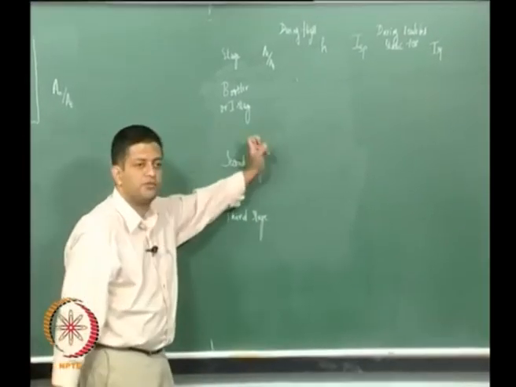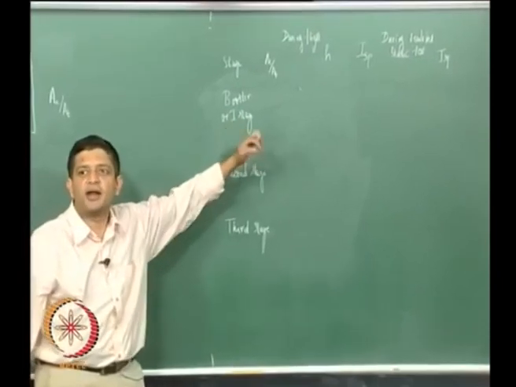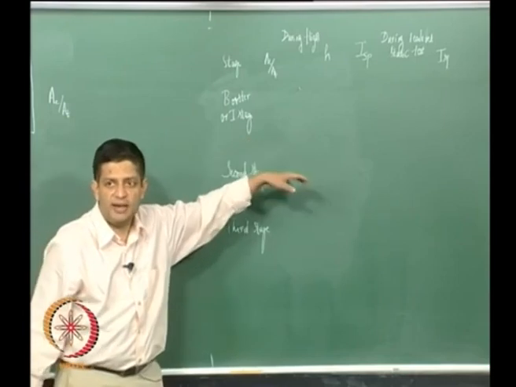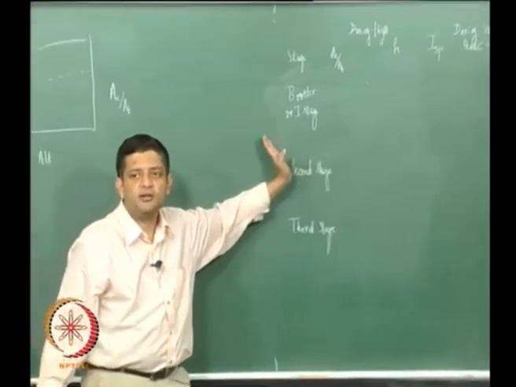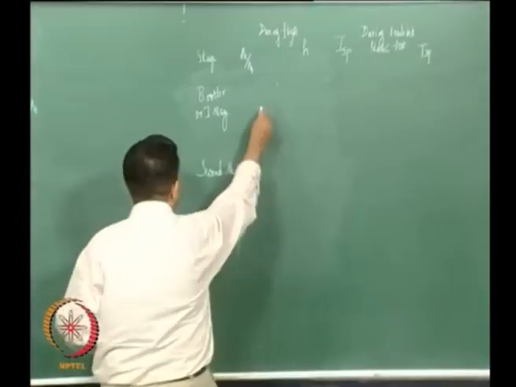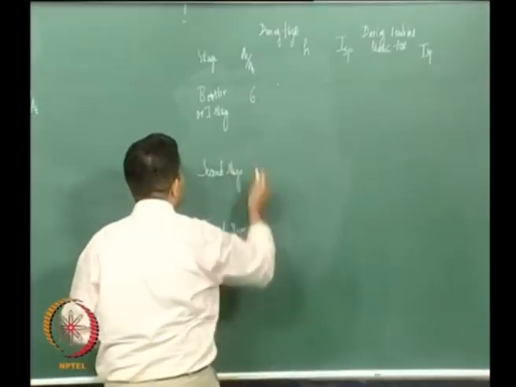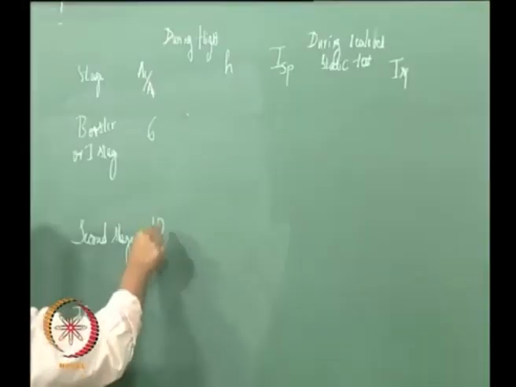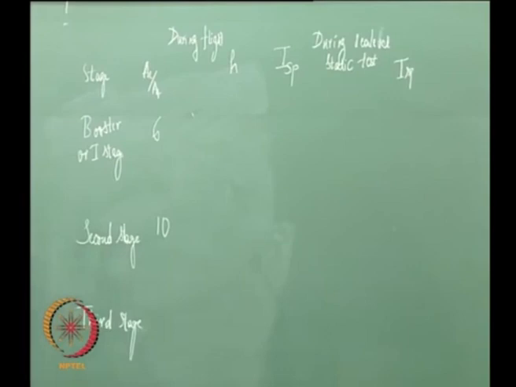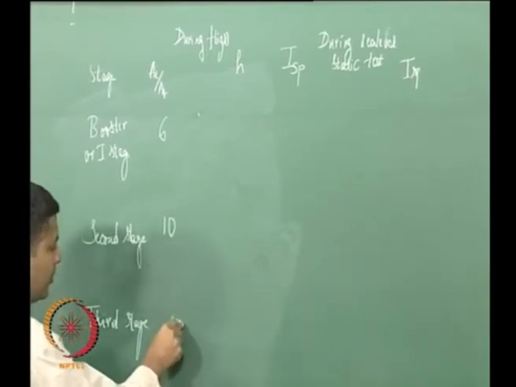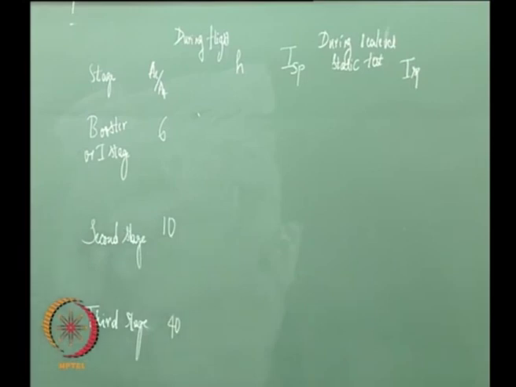What would you use for a booster? What kind of area ratios would you want to use for a booster? Is it going to be very large or is it going to be a smaller number? Smaller. So you will typically use something like 6 to 8. Let us take the case where it is 6, and for the second stage you will use a larger area ratio, and then also for the third stage you will use a still larger area ratio.